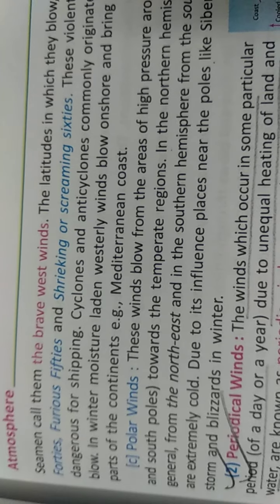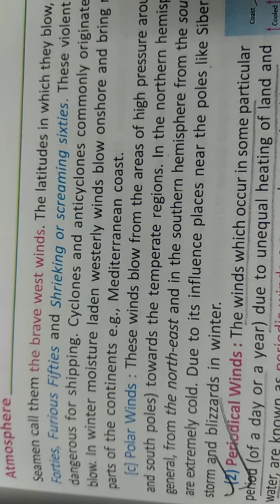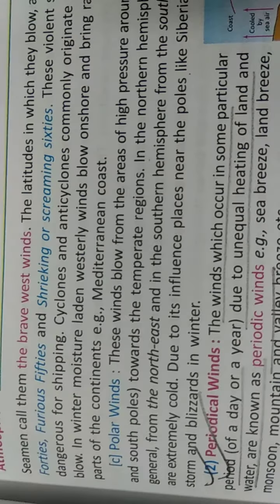Seamen used to call these the brave west winds. The latitudes in which they blow are known as the roaring 40s, furious 50s, or shrieking or screaming 60s. These violent stormy winds are dangerous for shipping. Cyclones and anticyclones commonly originate in these areas where westerlies blow.